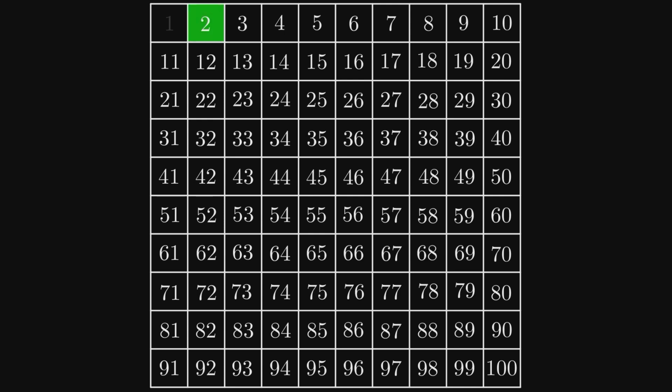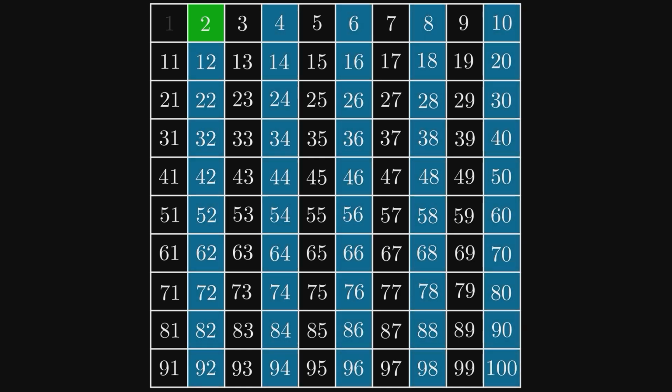Now that we've found a prime, we consider all the following multiples of this prime. That is, all the multiples of 2 that are greater than 2. Since these greater values have a factor of 2, they are not prime, and therefore can be removed from our list.